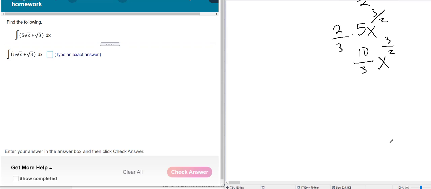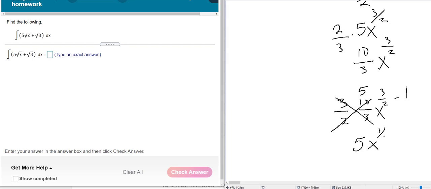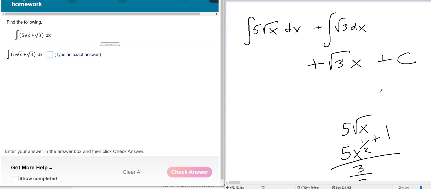Let's take the derivative of that just to show it. So it's 3 over 2 times 10 over 3 x to the 3/2 minus 1. Well, look, those will reduce out. 2 goes into 10, leaves a 5, so it would be 5x to the 1/2, or 5 square root of x. So it's 10 over 3 x to the 3/2.